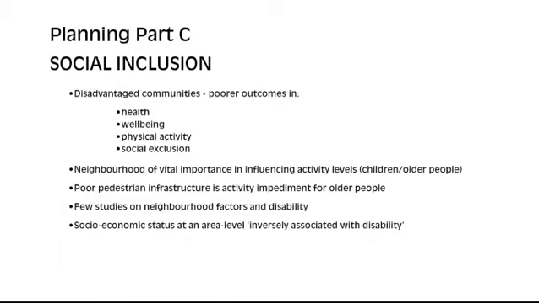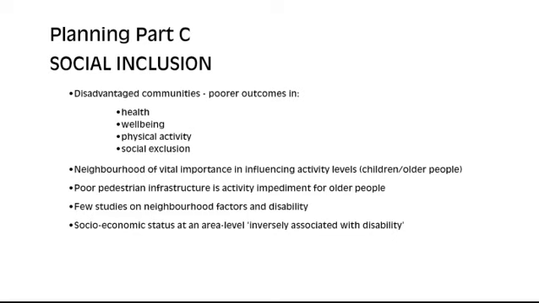Disadvantaged communities tend to exhibit poorer outcomes across a range of health and well-being measures, including physical activity and social exclusion. From a policy perspective, the neighbourhood is generally considered to be of vital importance in influencing children's physical activity levels and older persons' physical activity, health and well-being. Studies consistently find that poor pedestrian infrastructure is an active impediment for older people. However, few studies have been published on the relationship between neighbourhood factors and disability.